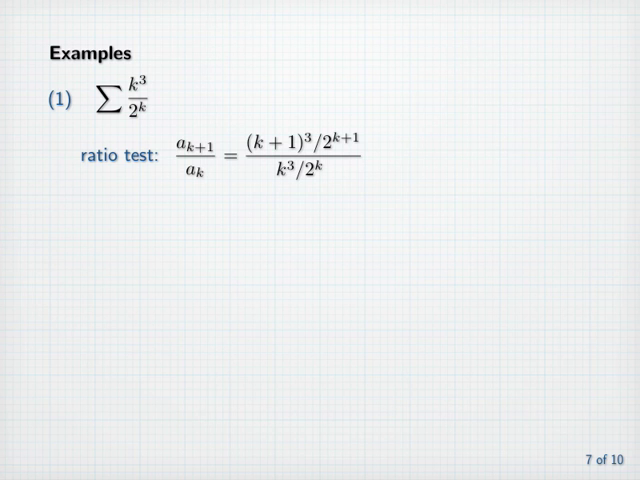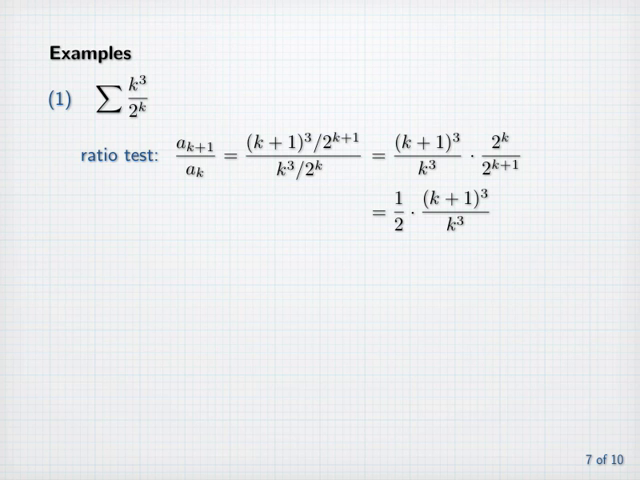Let's rewrite this quotient as k plus 1 cubed over k cubed times 2 to the k over 2 to the k plus 1. Now 2 to the k over 2 to the k plus 1 is equal to 1/2, and so we have 1/2 times k plus 1 cubed over k cubed. K plus 1 cubed over k cubed clearly approaches 1 as k goes to infinity, and so a sub k plus 1 over a sub k approaches 1/2, which is less than 1 as k goes to infinity, and therefore we conclude that our series converges by the ratio test.